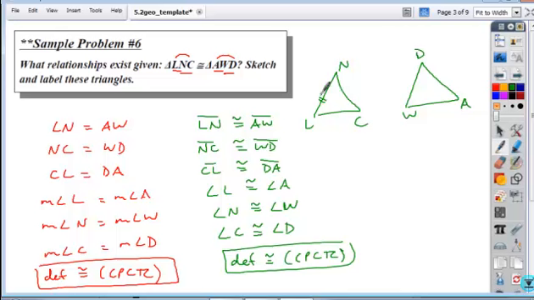So if you say LN and AW, they have to have the same number of tick marks. NC and WD have to have the same number of tick marks, and then LC and AD also. And what you, again, will normally see me do is I will label corresponding angles that are congruent using the same number of tick marks as the sides opposite them. It's not a requirement. It's just a nice, easy way to confirm the alignment and corresponding nature of different elements.